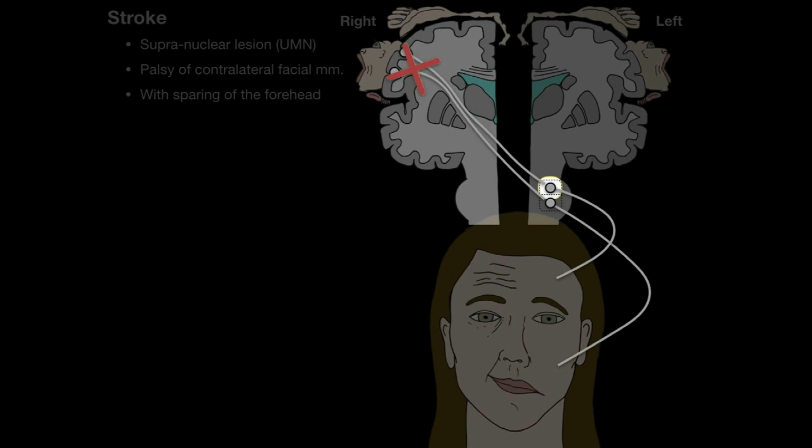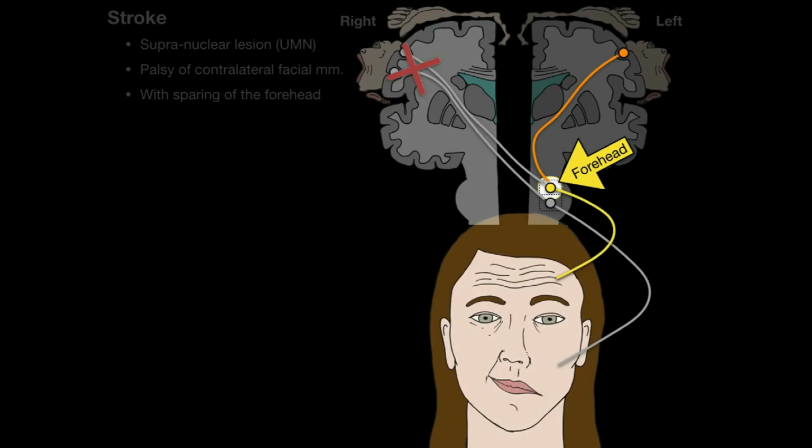You talked about that there's something funky about the forehead nucleus. So we can't forget that upper motor neurons from the ipsilateral side also can stimulate the lower motor neurons that go to that forehead. And as a result, that is what a stroke looks like: sparing of the forehead and paralysis of the contralateral lower face.